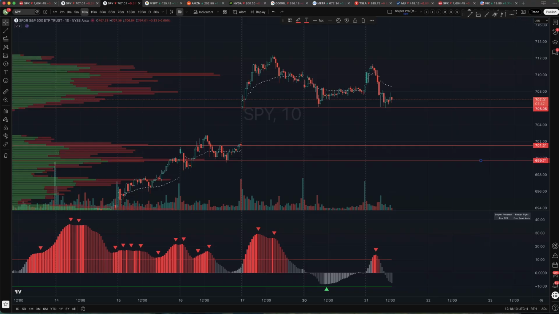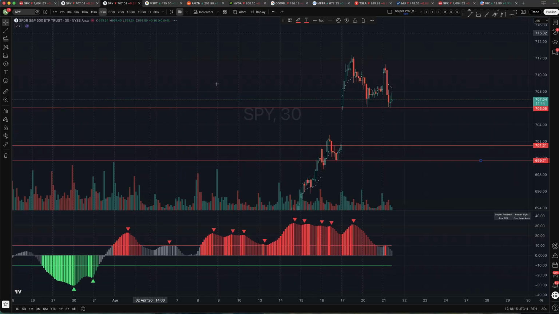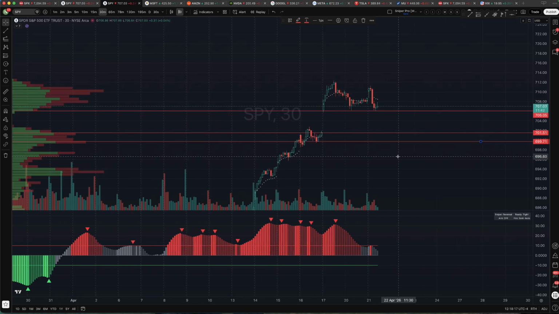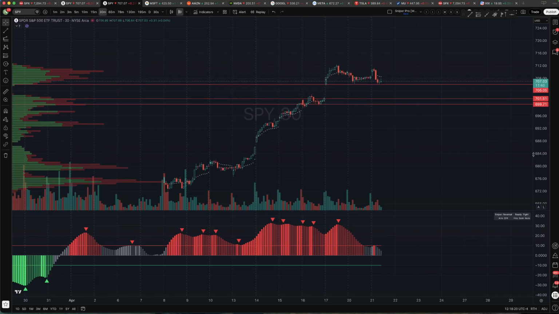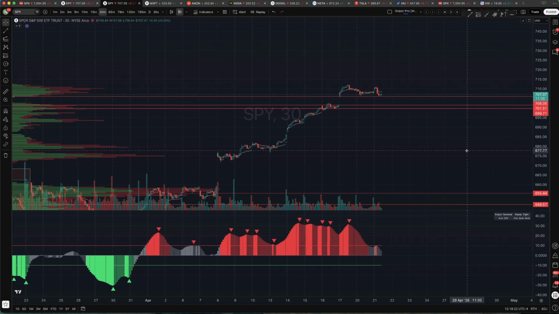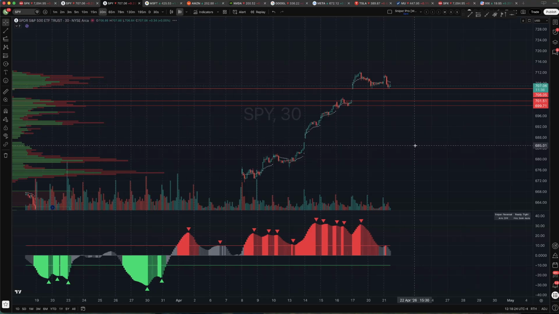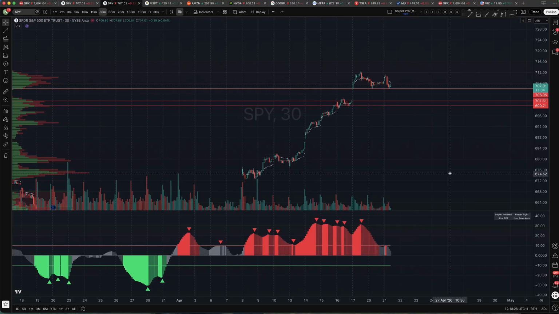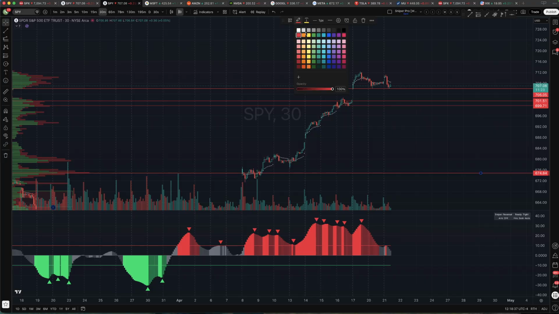So if I go out to a 30-minute chart, right? And I see all of this volume profile for like the last 10 days, right? And I'm trading today. Do I care about this VP, this yellow? Oh, I tried to make it a yellow line. Do I care about these traders right here?